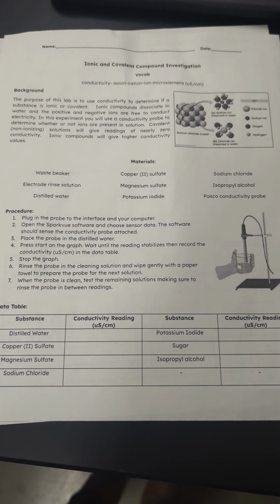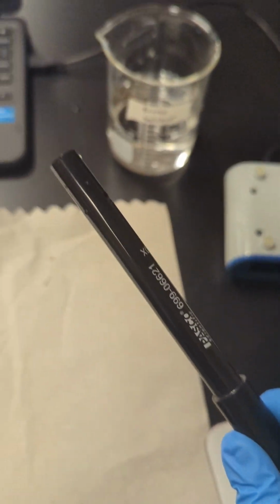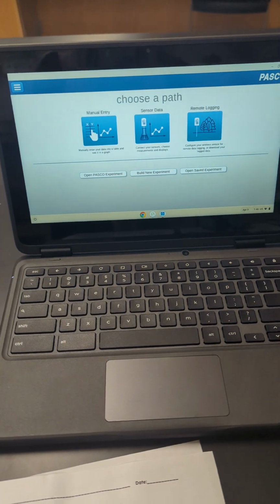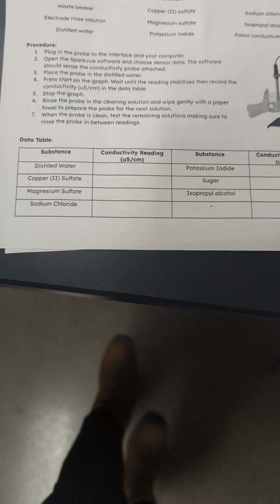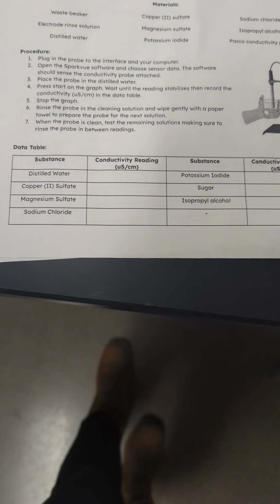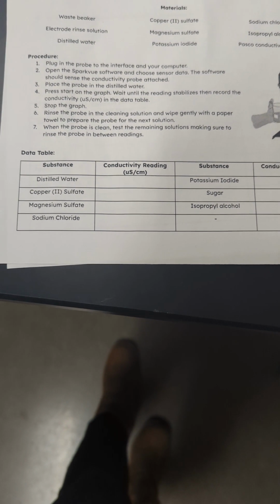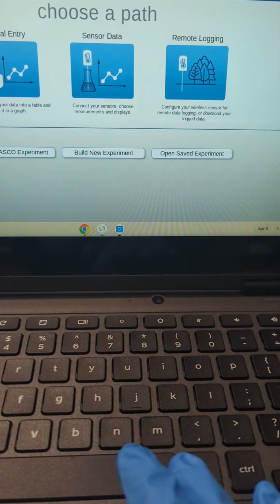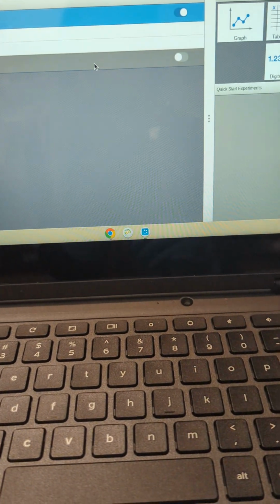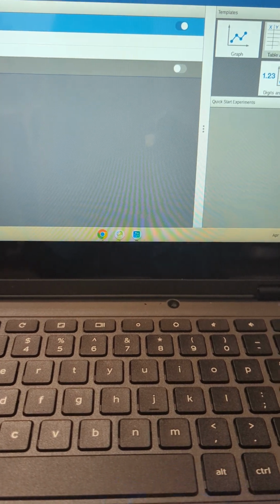Okay, today we're going to test different chemical compounds for their conductivity using a conductivity probe and our SparkView software. So here's all of our solutions we're going to test. Some of them are ionic bonds, which will conduct electricity, and a few are covalent bonds, which will not conduct electricity or a small amount of electricity. That is going to be measured in microsiemens, which is the unit for electricity.